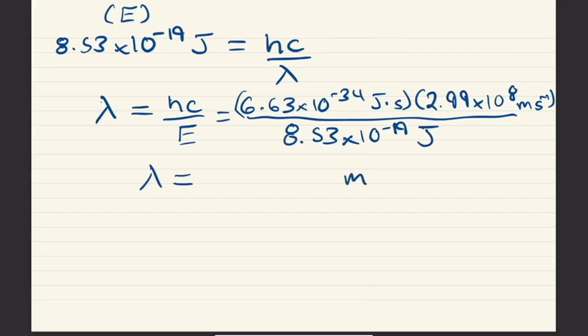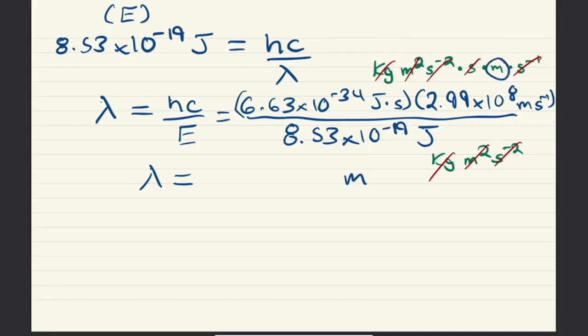The reason for that, and hopefully we are familiar, is that joules is kilogram meter squared second to the negative 2 times seconds times meter times seconds to the negative 1. And this is all over kilogram meter squared second to the negative 2. And if we look at all of this, we will cancel out seconds to the negative 2. We'll cancel out these seconds. We'll cancel out meters squared. We'll cancel out kilograms. And we find ourselves left with the unit of interest, meters.